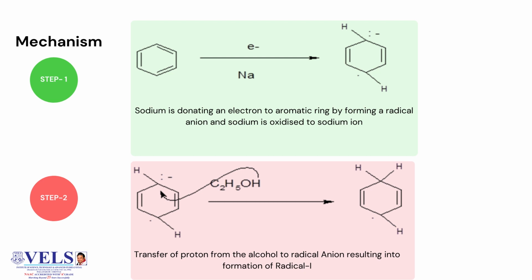Next, in step 2, this radical anion has the ability to accept a proton from the alcohol. The proton transfers from the alcohol as an H plus ion, which will attack the first carbon, the corner carbon, which already has an electron pair. So it will form a bond. A CH bond is formed at the first position, leaving behind the radical at the fourth position, resulting in the formation of a radical.